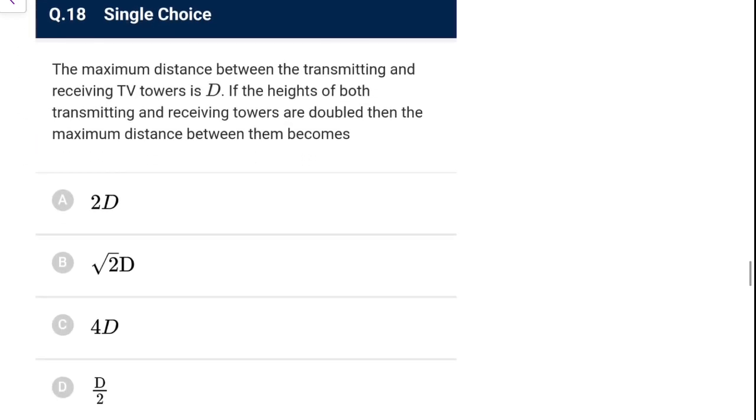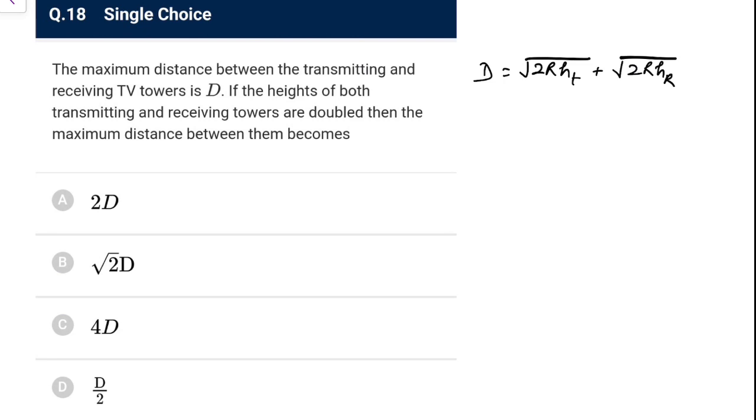Next one. The maximum distance between the transmitting and the receiving TV towers is capital D. If the heights of both transmitting and receiving towers are doubled, then the maximum distance is: D is equal to root 2 R h_T plus root 2 R h_R. That is the formula that we use.